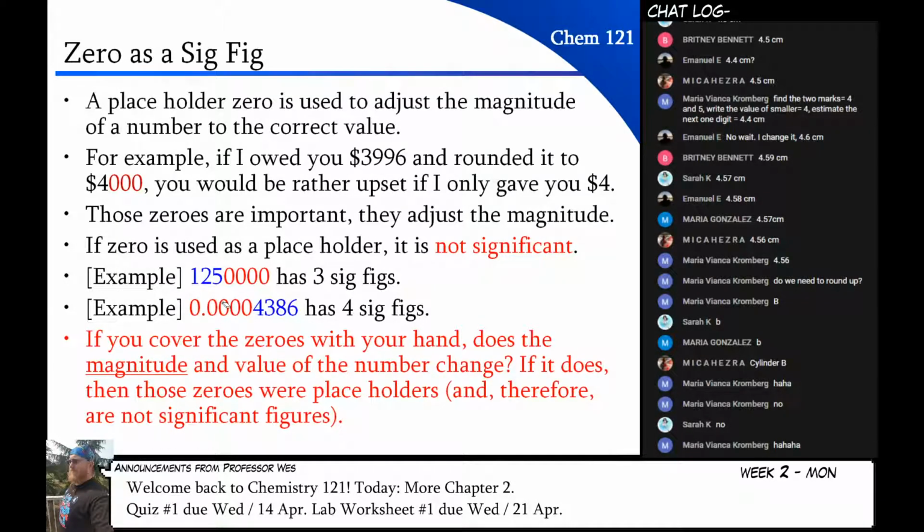All right. So again, try to apply that strategy while you're doing these types of problems. Does covering up the zeros change the value and the magnitude of the number? If yes, those zeros are placeholders. They're not significant.